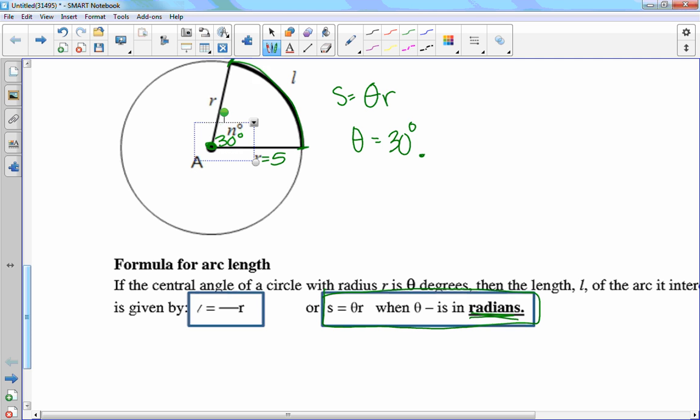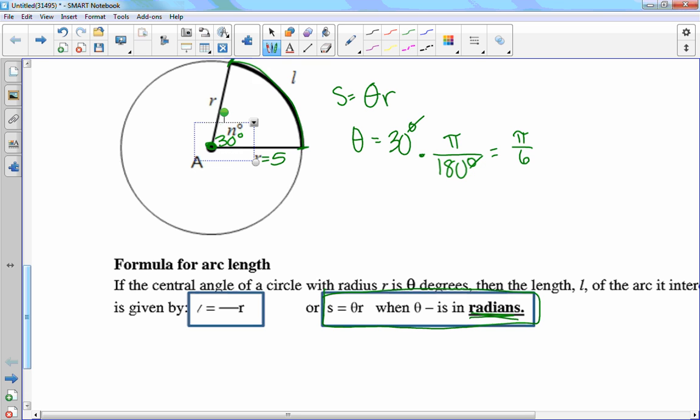Nope. Remember, 180 goes on the bottom. So we have degrees cancel out. What goes on the top? Pi. Okay? So 30 divided by 180. Do not type in the pi button. 30 divided by 180. Math. Enter. 1/6. So with the pi, it'll be pi/6. That's our theta. Theta is our angle in radians.